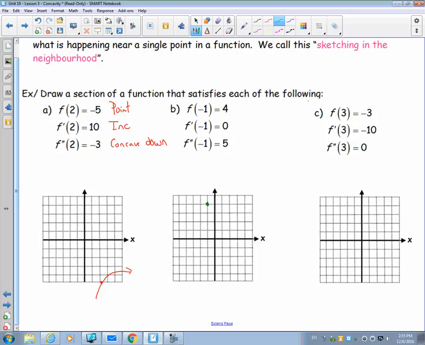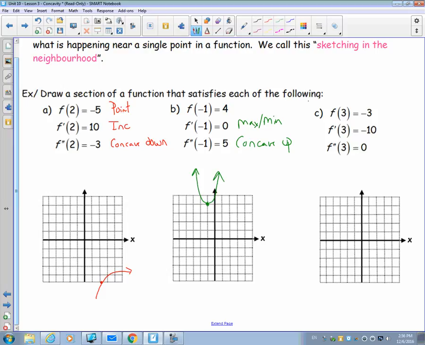That tells me it's a max or a min. Okay? And I know that it's concave up because my second derivative is positive. So it's going to be concave up at that point and be a max or min. It's got to look like that. No choice. And we'll try the last one.